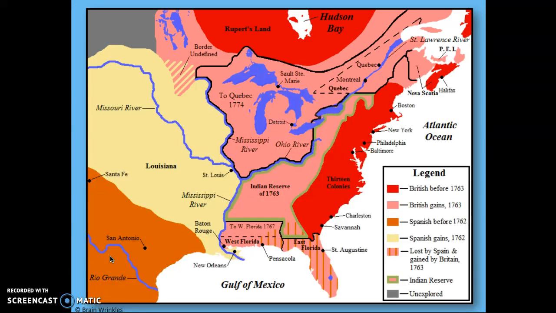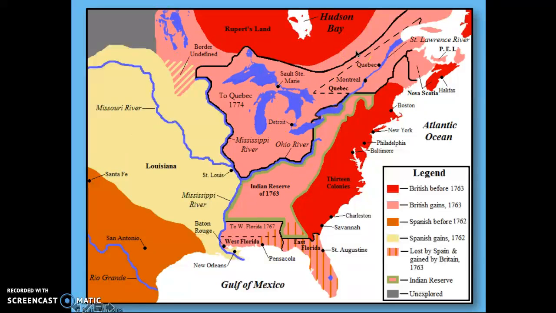Now look at this map. This map shows what the British had before 1763. All of this land in red was what the British already owned. After the war and the Treaty of 1763, they gained all of this land in pink. Originally, they only had this land and this land.